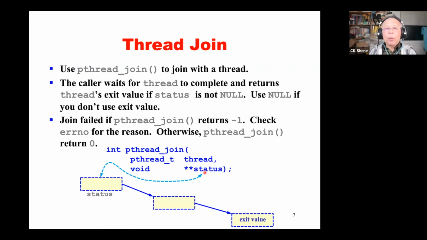Now, if you have a pointer here, it's actually a double pointer. The status pointer is here. It points to a pointer. That pointer is a void pointer to a place where the exit value is stored. So if join failed, pthread_join returns -1, so you have to check errno for the reason. Check the manual for the return value. Otherwise, pthread_join returns 0.